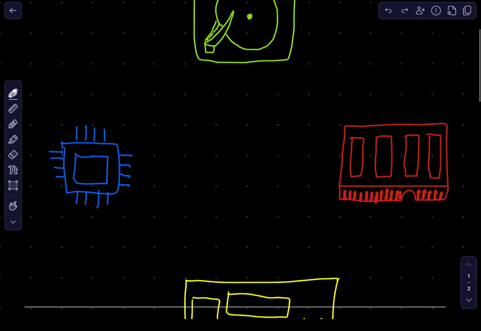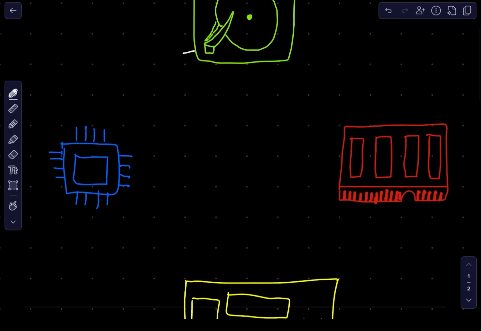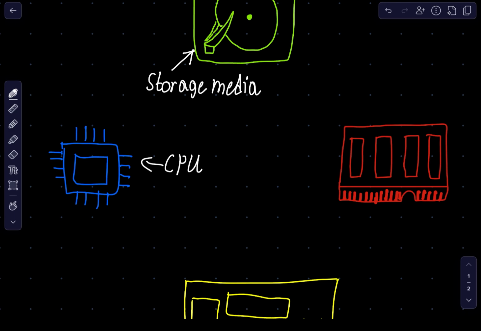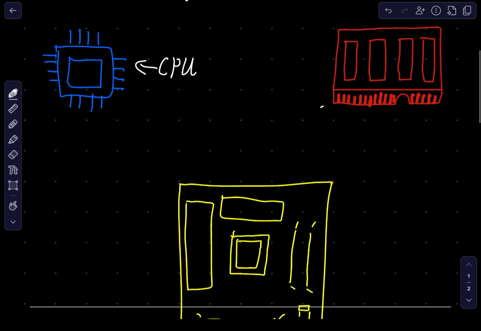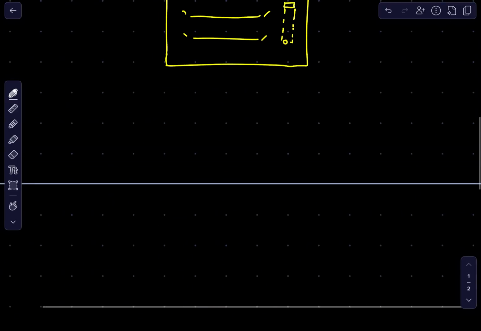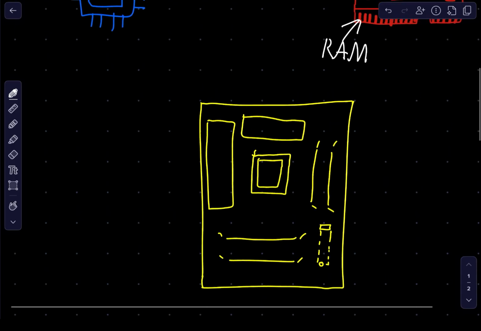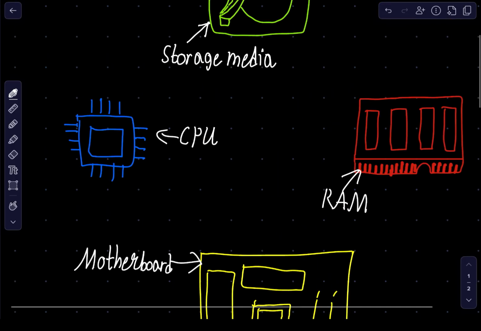Let's double check it. Firstly, the one in green is called storage media. The one in blue is called CPU, which stands for Central Processing Unit. The one in red is RAM, Random Access Memory, and the one in yellow is called the motherboard. How does the computer use these components to actually function?